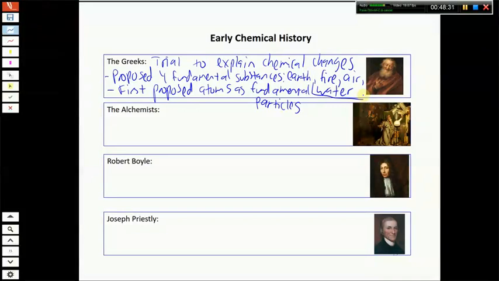So they were the first ones to really come up with the idea that there are these small building blocks for everything, but they had no way of really testing that idea, and obviously their proposals for what those substances actually are was quite a bit off. But they're still some very important developments.